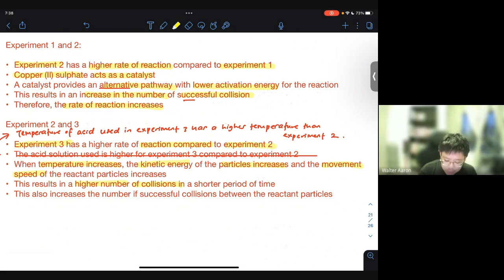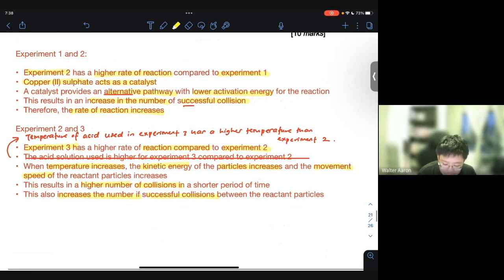And the last one will be to increase the number of successful collision as well. So when you have more collisions between the particles, you actually have a higher number of successful collision. So if you describe everything correctly, you should be able to get another 5 marks for that. So 5 marks for the first 2 experiment comparison, and then another 5 marks for the next one. You should be able to get 10 marks in total. All right, and I think it's quite easy as long as you remember your collision theory.